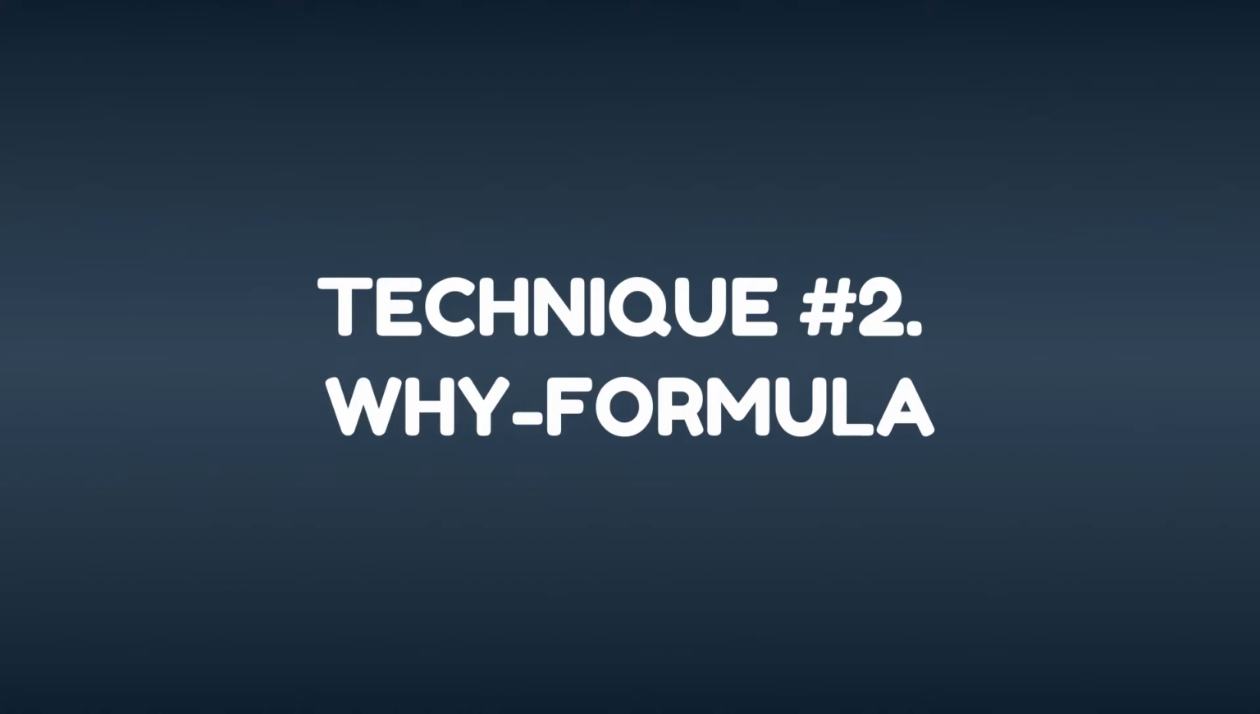Technique number 2. Why formula. The main goal of this method is to increase audience loyalty. When people are loyal to us, they trust us more, which means they are more likely to buy what we sell, especially when they don't have such confidence in our competitors. In order to get this effect, we can use a technique called why formula. It usually consists of 3 parts: a photo, a unifying idea, and evidence.